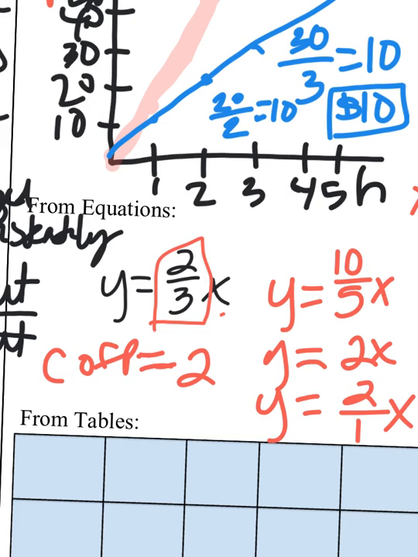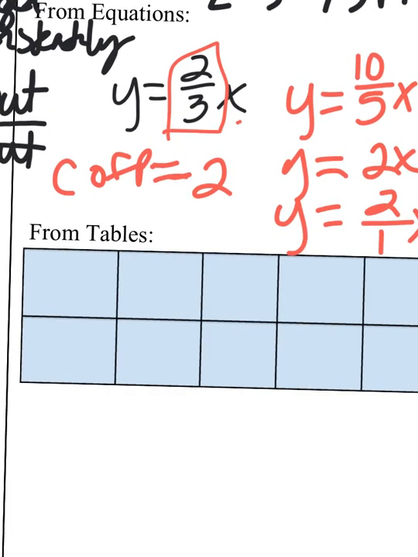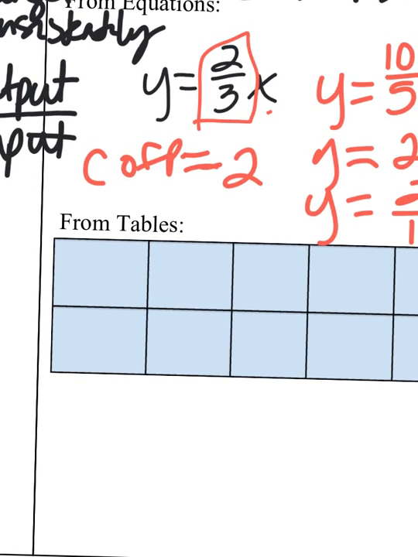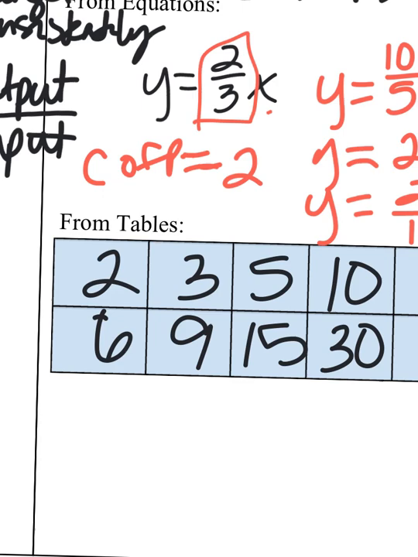Okay? The last way you're going to look at constant of proportionality is in tables. These are exactly like your ratio tables that we've been doing. Nothing different. Okay? So, and these tables can be horizontal or vertical. Doesn't matter. I'll do it both ways. So let's say that you have 2, 3, 5, 10, and we're trying to figure out what the constant of proportionality is. Okay, so we're just trying to find the rate.